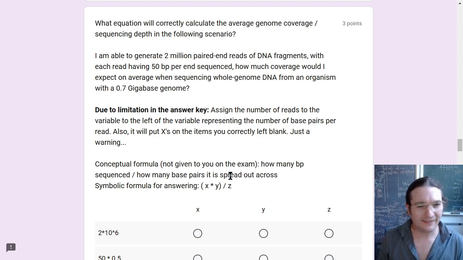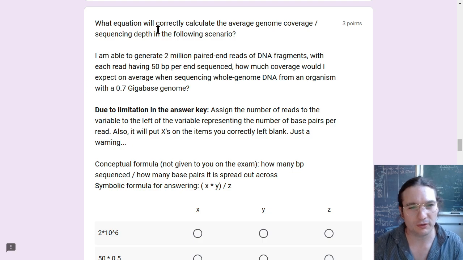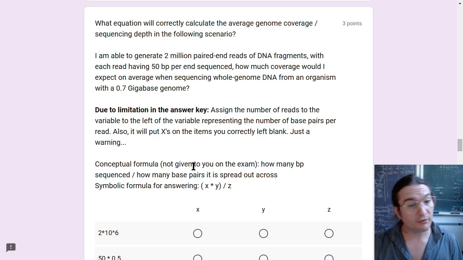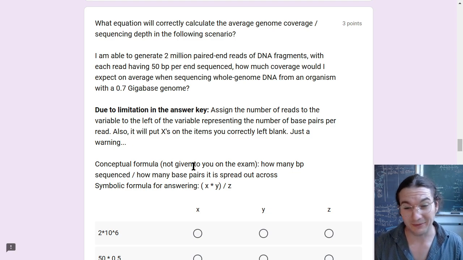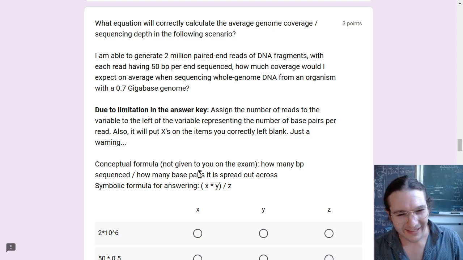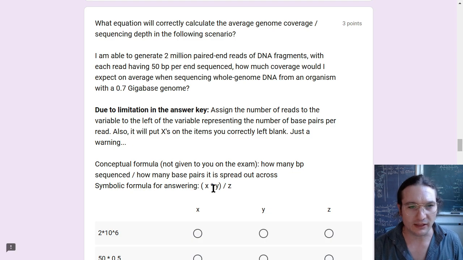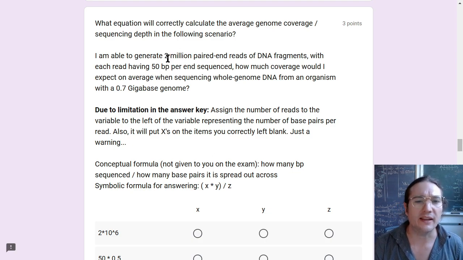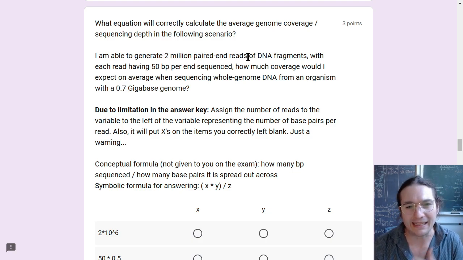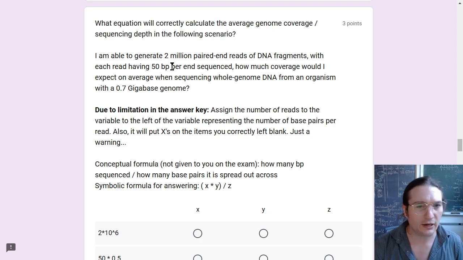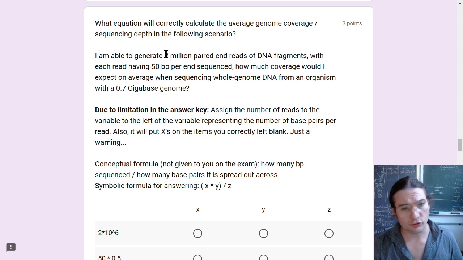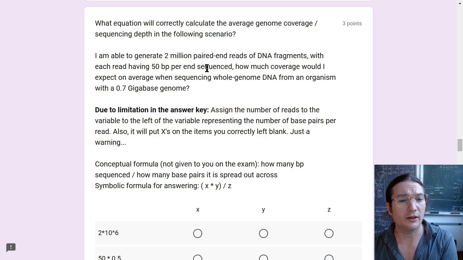Once you get that concept down, deriving how to go from stuff like this to the actual coverage is fairly trivial. It's about, all right, I have to calculate how many total base pairs of sequence must be generated. You read through this and you see that I'm going to generate 2 million paired end reads, and that each read consists of 50 base pairs per end. So 100 total base pairs per read. So that becomes 200 million total base pairs.